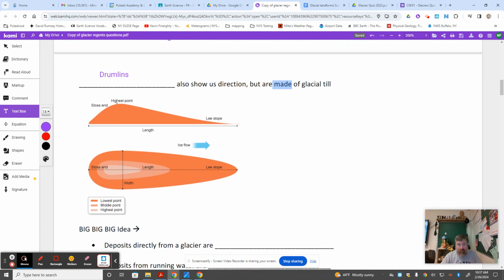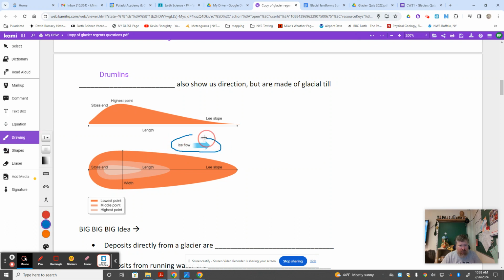Recognized by the steep slope on the end that the ice came from and the more gradual slope on the other side. So, circle this ice flow thing. That's where we know the ice is flowing. So in the general pattern, these really point towards the lake. For most of the drumlin field, that means they're pointing north.